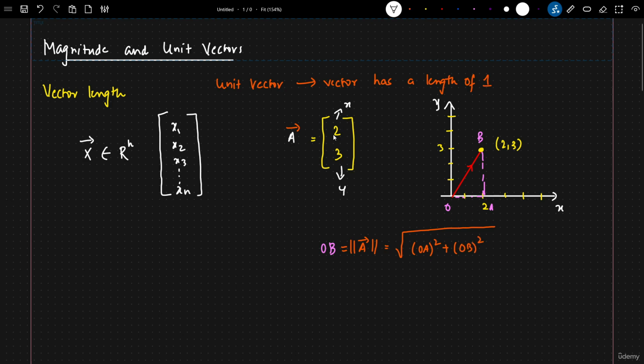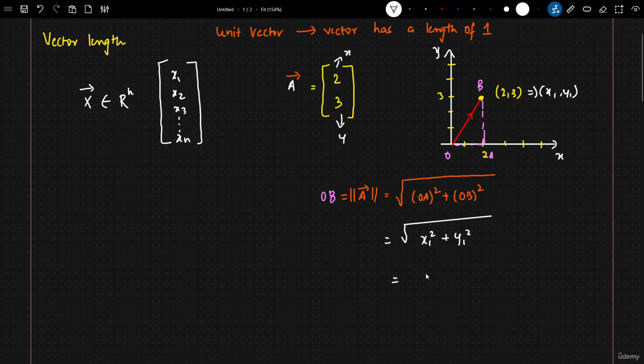Now, what is OA square? OA square is nothing but whatever is the value in the x coordinate. I can also write this, let's say this is my x1. If I denote this as x1 comma y1, it is nothing but x1 square plus y1 square, right? Now, if I put these values, it is very simple. My x1 square is 4 and my y1 square is 9. So finally, I get the value root of 13, right? 4 plus 9. And root of 13 is my magnitude of vector A. When I say magnitude of vector A, that basically means this length, okay?